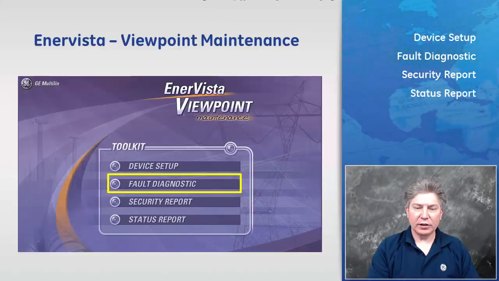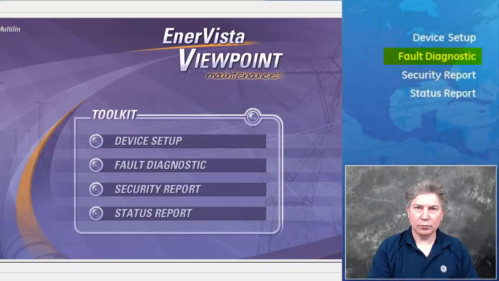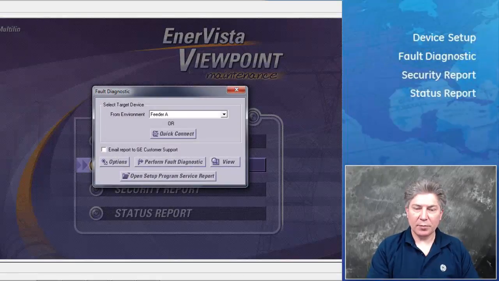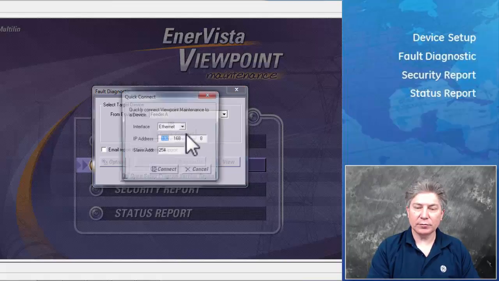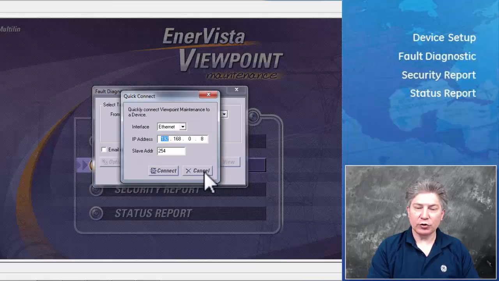Okay, let's take a look at the fault diagnostics next. The fault diagnostics tab looks like this. So when you open it up, you have a choice of either connecting to the relay through the device setup, or you can do your own quick connect. Set up in the same way, it's your choice.